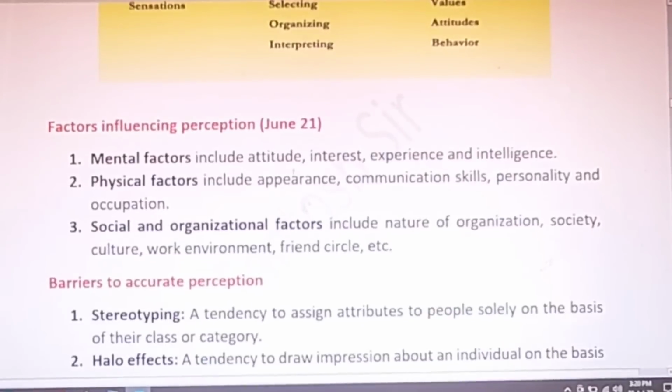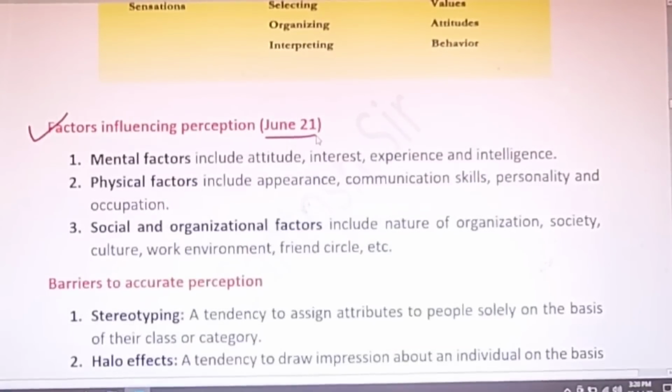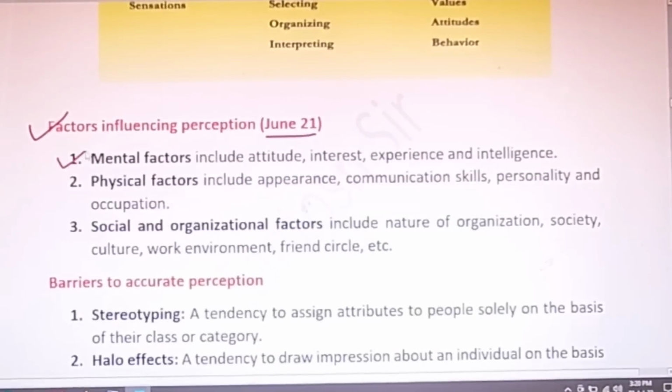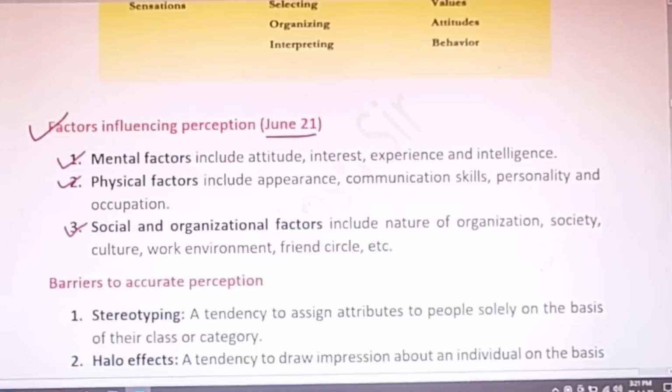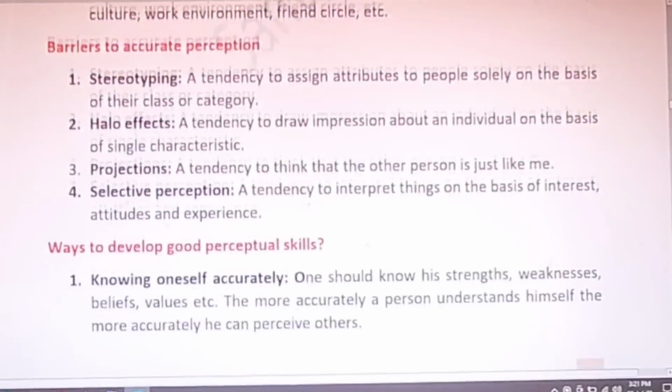Okay, these are factors influencing perception. This question also came in the June 2021 examination. These factors include mental factors, physical factors, and social and organizational factors. So you must define all these points.